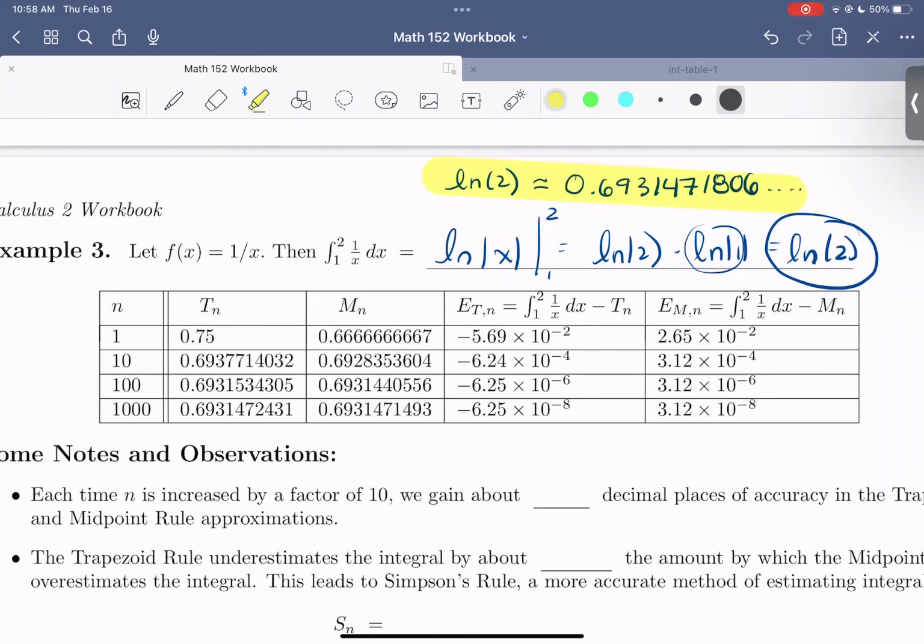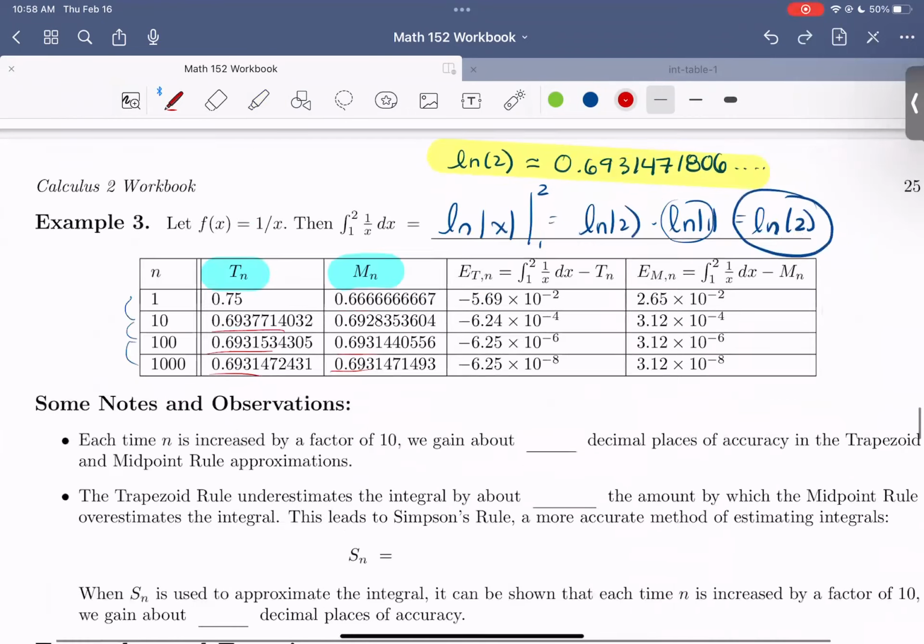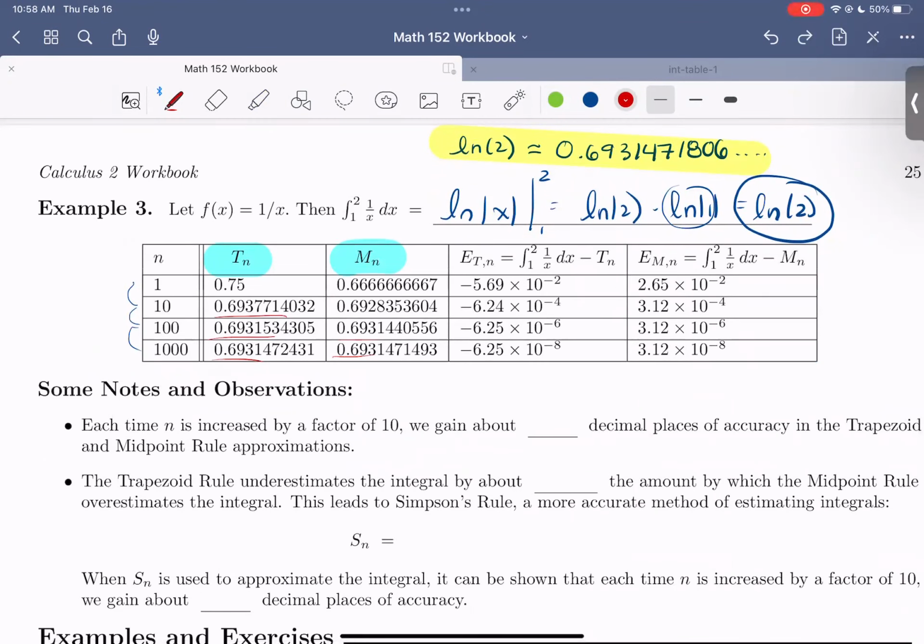So now let's take a look at this table that sorts out for us the trapezoid and midpoint approximations. So we can make some observations about this table. What do we observe about our approximations as we use more and more rectangles? Well, what we should notice is that as we use more and more rectangles, these approximations get closer and closer to our exact answer. And so then we just have some notes and observations about how close we get.